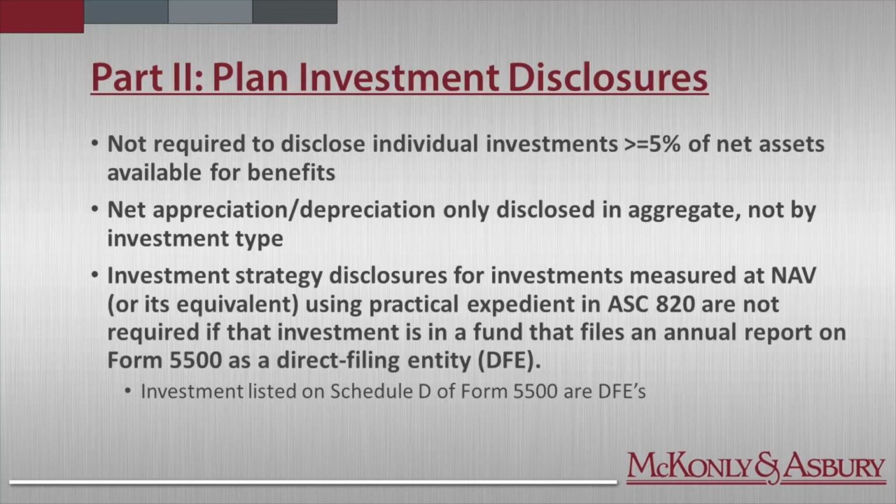And then lastly for this part, historically, if you had an investment that was measured at NAV, you had to disclose the investment strategy. That requirement is also going away, with the caveat being that the investment has to be a direct filing entity that files a Form 5500. The easiest way to identify that is looking at your Schedule D on your Form 5500 and seeing if they're listed. If they're listed there, then you don't need to disclose their investment strategy in your financial statements like you would have previously.